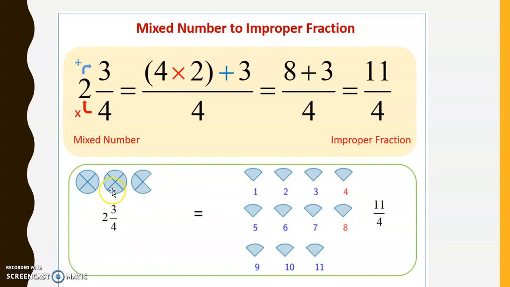How is it 11? Let us see. There are how many parts? 4 plus 4 is 8 plus 3 is 11. So actually 2 3 upon 4 can be written as 11 upon 4. So in this picture form, it is also clear that a mixed number can be written as an improper fraction.